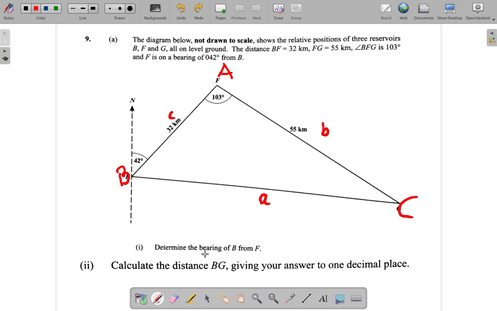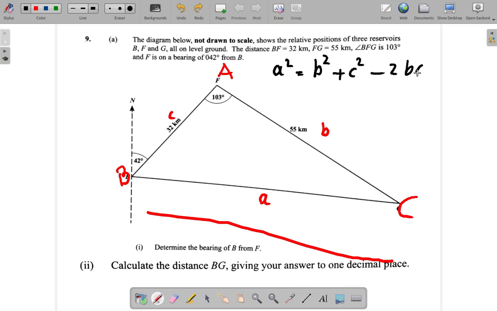Now, here, we're going to calculate this distance. They call it BG. But we'll come back to that later on. All you know is that this is the distance you're calculating. So, let's see what happens. Now, a squared is equal to b squared plus c squared minus 2bc cos big A. So, A is what we want.